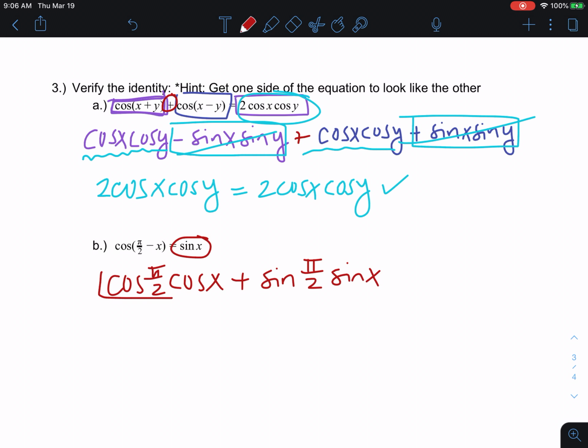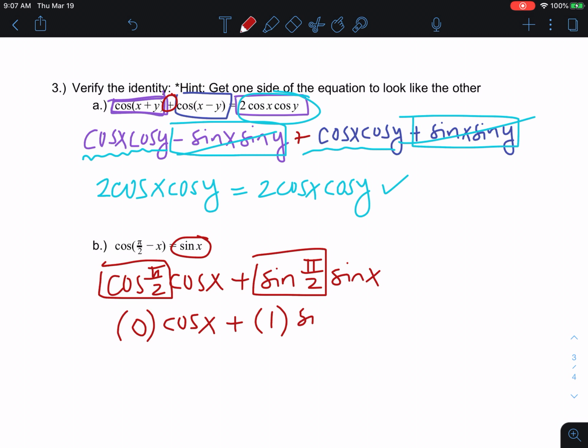The exact value of cosine of pi over 2, if I look on the unit circle, is going to equal 0. I can't figure out cosine x because x is unknown. Sine of pi over 2, if I look on the unit circle, is 1. Again, sine x, I can't determine what that is. But now anything times 0 is 0. 1 times sine x is equal to sine x, and now this is proven.